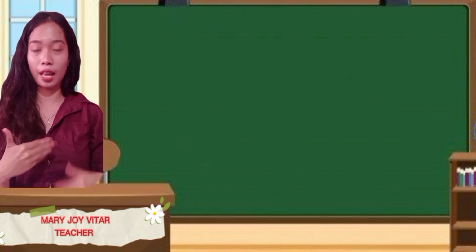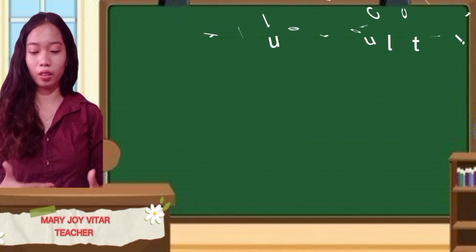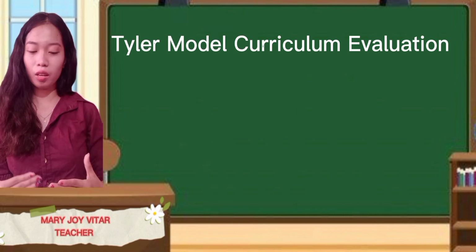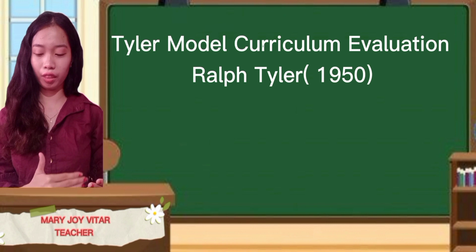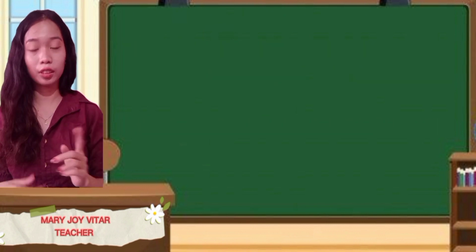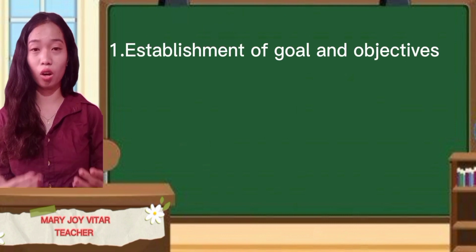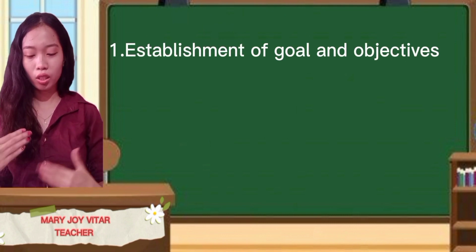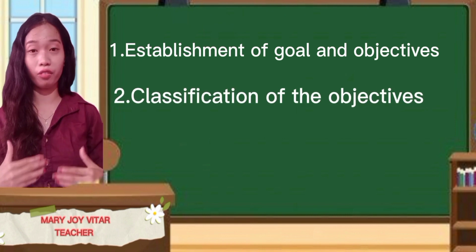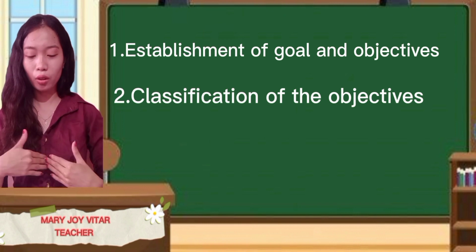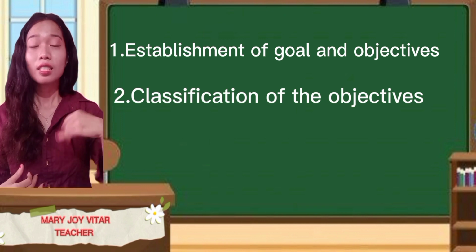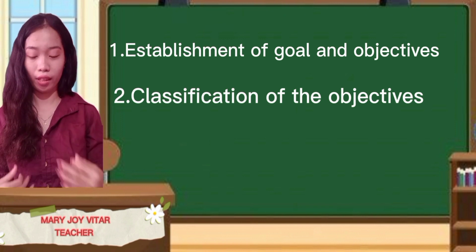Okay, let's proceed to the next model, the Tyler model of curriculum evaluation. This is aligned to his model of curriculum development. Ralph Tyler, in 1950, proposed seven steps for evaluating a curriculum. The first step is establishment of goals and objectives, meaning goals derived directly from the mission. Next is classification of the objectives. As future teachers, we know that we will classify them into three categories: the cognitive, psychomotor, and affective.